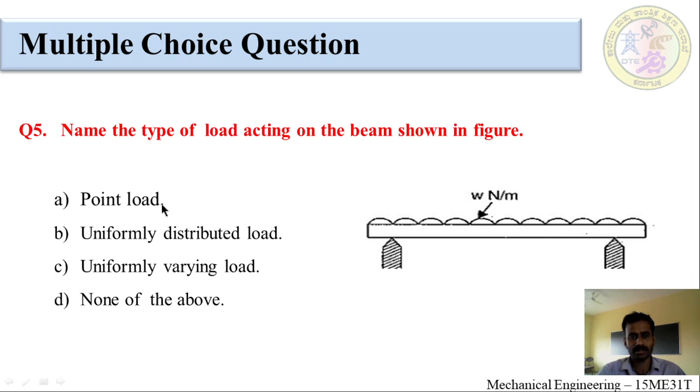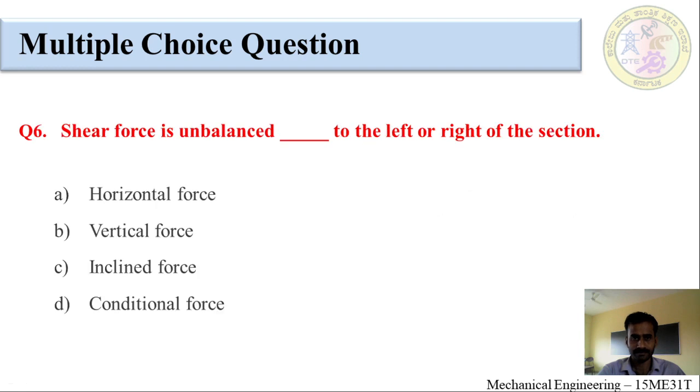So the options are option A, point load, option B, uniformly distributed load, option C, uniformly varying load, and option D, none of the above. Okay, you have to choose the correct answer from the given options. Now moving on to the sixth question, shear force is unbalanced dash to the left or right of the section.